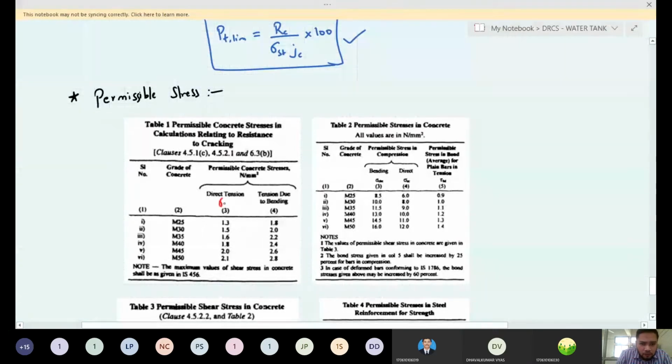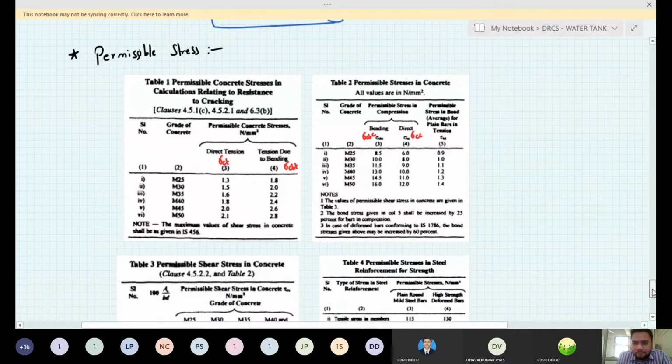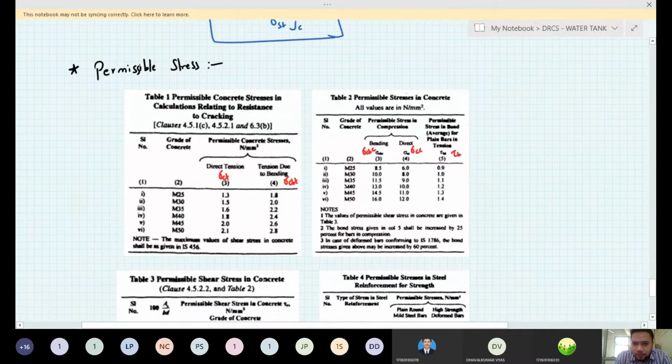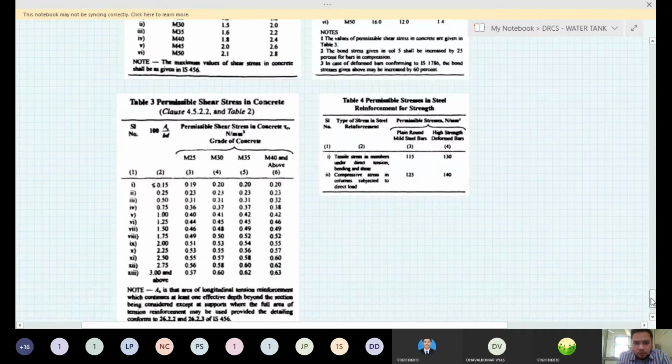So this value is sigma CT, this is sigma CBT, this is sigma CBC, and this is sigma CC, and this is tau BD. This one is tau C, and this is sigma ST, and this is sigma SC. Means permissible stress in steel under tension, permissible stress in steel under compression.